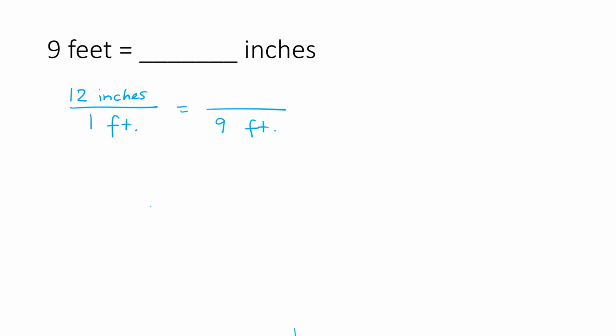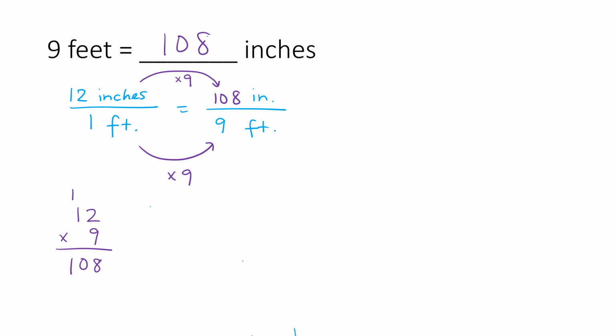What I'm thinking for this one is, personally, I'm going to do multiplication. I want to figure out how many inches are in 9 feet. Well, to go from 1 foot to 9 feet, I multiply by 9. So to go from 12 inches to my new number of inches, I will also multiply by 9. 2 times 9 is 18. I put the 8, carry the 1. 9 times 1 is 9, plus 1 is 10. There are 108 inches in 9 feet.